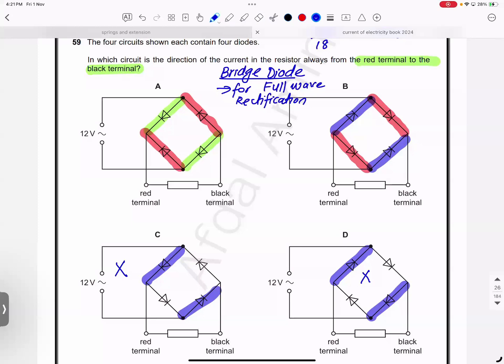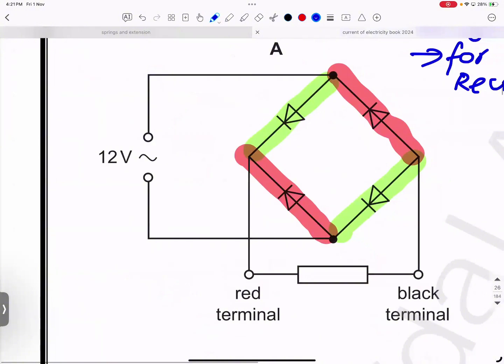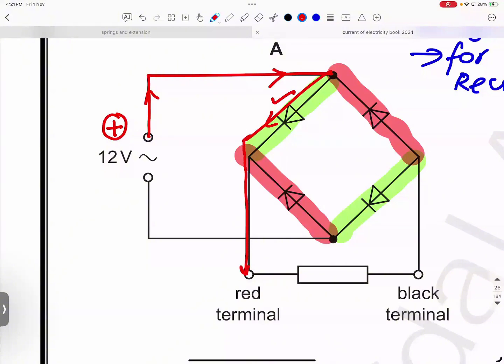Now, the requirement of the question was from red to black. Let's choose A first. If you take A, you start from the upper terminal. If current starts going this way, then it reaches this end. Which diode will it go, green or red? Red will block. It is opposite. The green will allow. Where will this current go? To the red terminal, because this diode will block. Will it go red to black? Yes. Option is A.